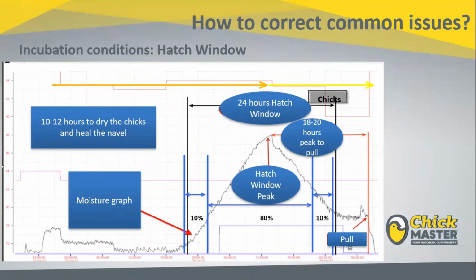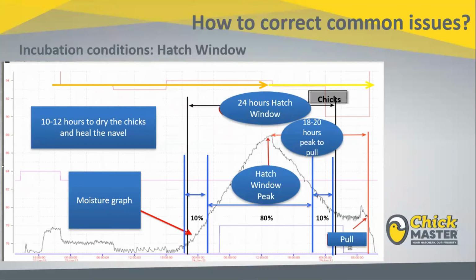Concerning the hatch window, it can be monitored by the profile of the humidity. Like we can see here, we have a presentation of the humidity profile in the last period of incubation in a hatcher. Here, the increase of the humidity tells us that our hatch window started, and the decrease tells us that we arrive at the end of our hatch window. Then the humidity becomes more and more stable. What is expected is a hatch window length of 24 hours.